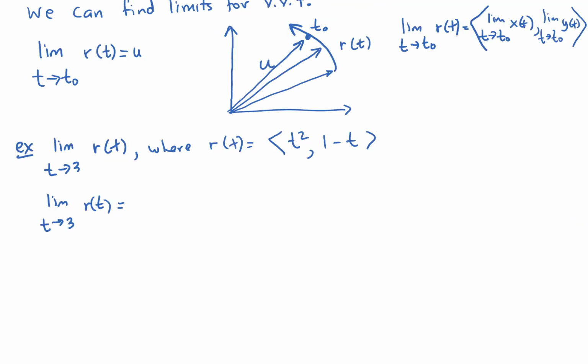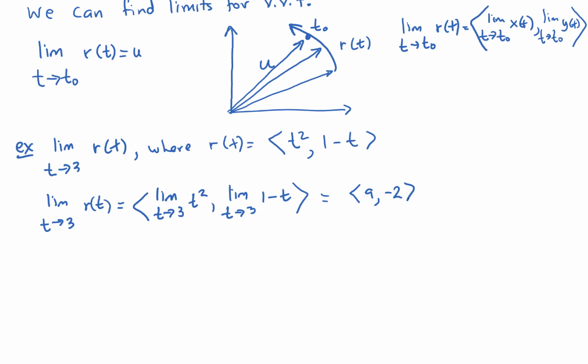So let's try an example of this. Given the limit as t goes towards 3 of the function r of t, and we'll give r of t as the vector t squared, comma, 1 minus t, then I just apply the limit to each piece. So I apply the limit as t goes towards 3 for t squared, and I do the same as t goes towards 3 for 1 minus t, and this is equal to 9, negative 2. And so that's the limit approach to this, which means we can start to do other types of calculus.